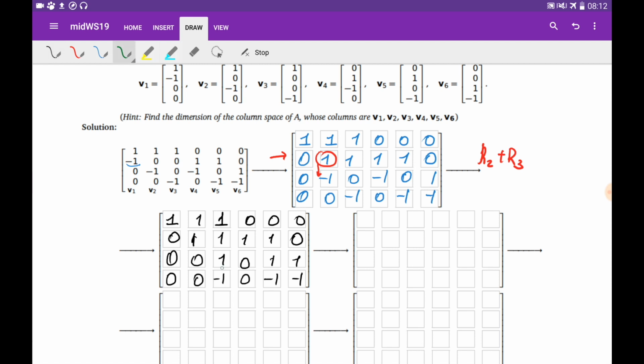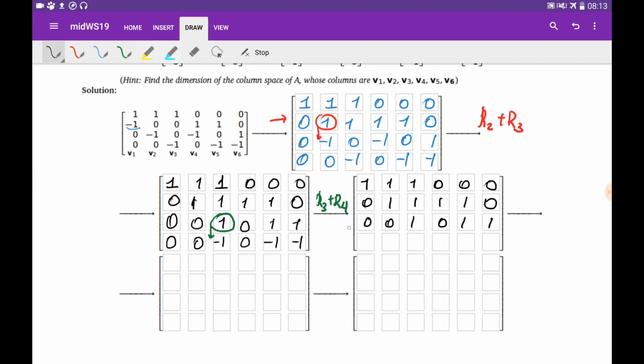Now we need to go to the third row. This is going to be the pivot. We need to eliminate all the entries below this, and we can do this by multiplying the third row by 1 and adding this to the last row. So in this case, I need to copy the first row, second row, third row, and we multiply all the entries on the third row by 1 and add this to the last one. It's going to be 0, 0, 0, 0, 0, 0.